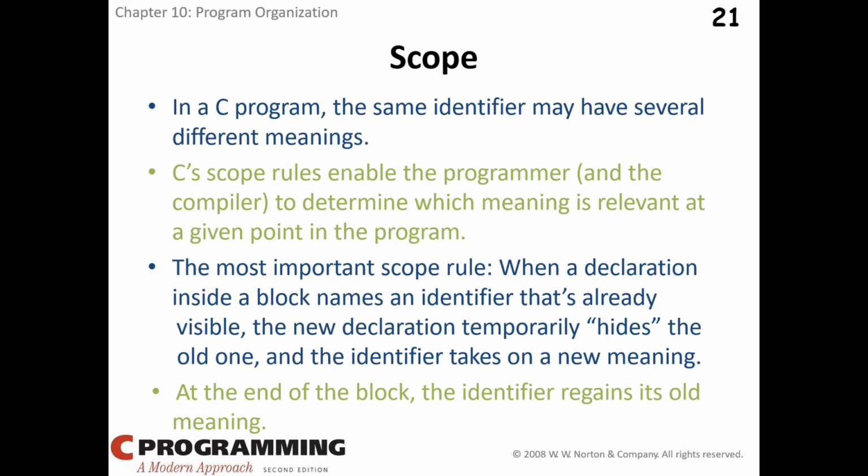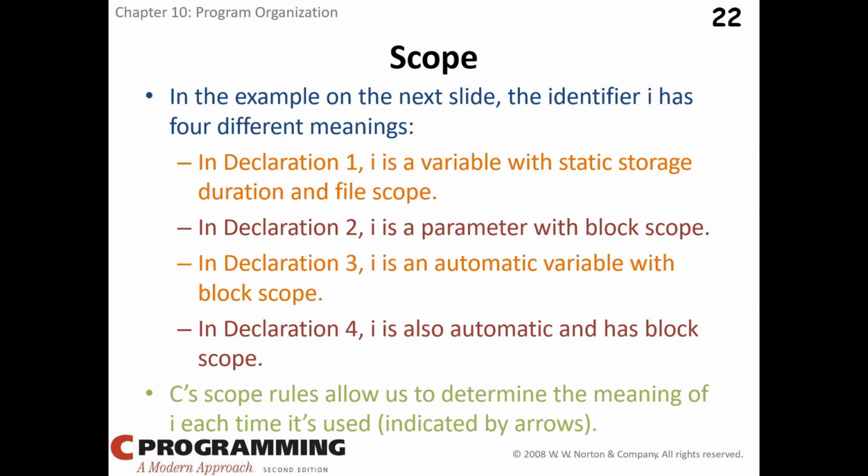However, it's essential to note that this change in meaning is temporary and limited to the block in which the new declaration is made. Once the block is exited, the identifier regains its old meaning, and any subsequent references to it will refer to the original declaration. In the next slide, we're going to have several examples of different meanings for identifier I. Now let's see the next slide.